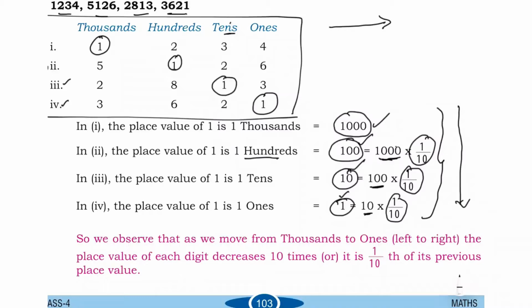That means the previous place value of 10 is reduced to 1. That's 10 into 1 by 10. So as you move from left to right, the place value of each digit decreases 10 times, or it is 1/10 of its previous place value. So from these two examples, you have seen that as we move from right to left, the place value increases 10 times, but as you move from left to right, the place value of each digit decreases 10 times, or it is 1/10 of its previous place value.